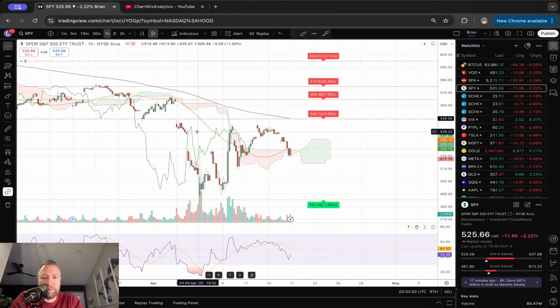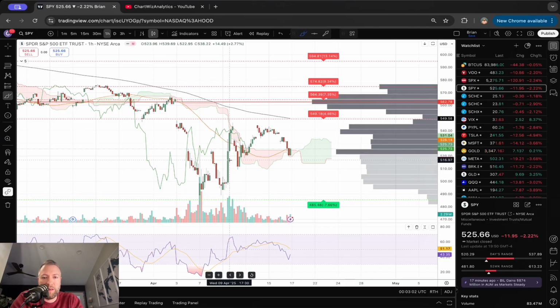Okay, so the hourly time frame, you can see we have this nice little upside down U right here. There's a strong trend to the down area. So that's the hourly time frame. The next resistance is 549.18, which is close to that 200-day moving average on the hourly chart. The next support is 485, which seems like a huge drop, but let's keep scrolling through the time frames.